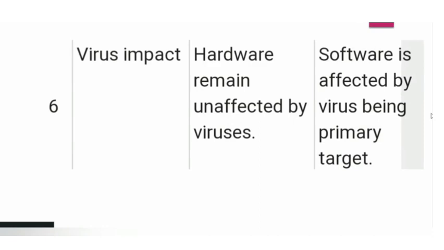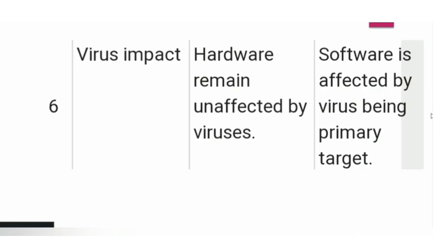Next is virus impact. Virus impact means what will happen if a virus impacts these two components. What will happen if a virus attacks hardware? Hardware remains unaffected by viruses, because hardware is a physical component, and it is very hard for a virus to affect a physical component. So hardware will not be affected by a virus.